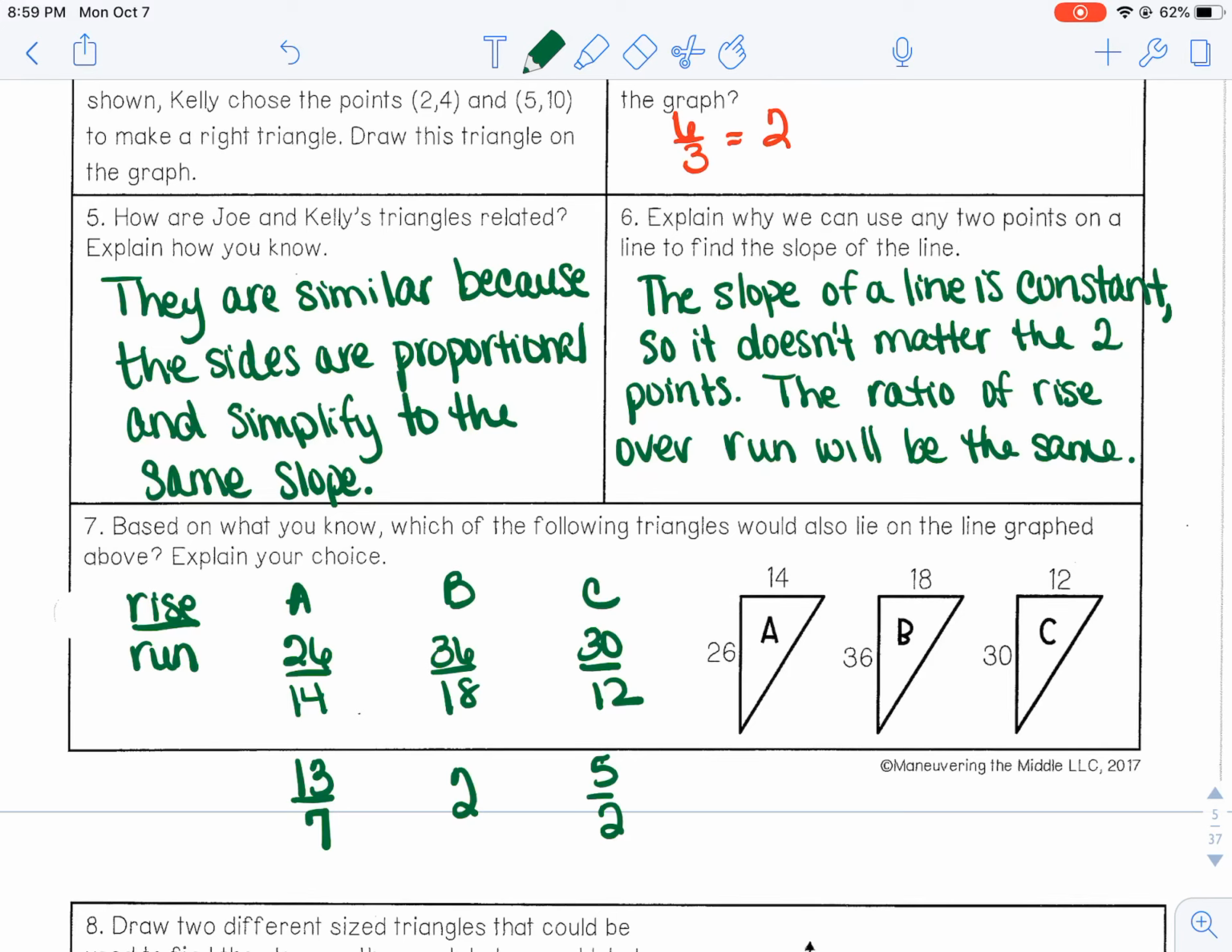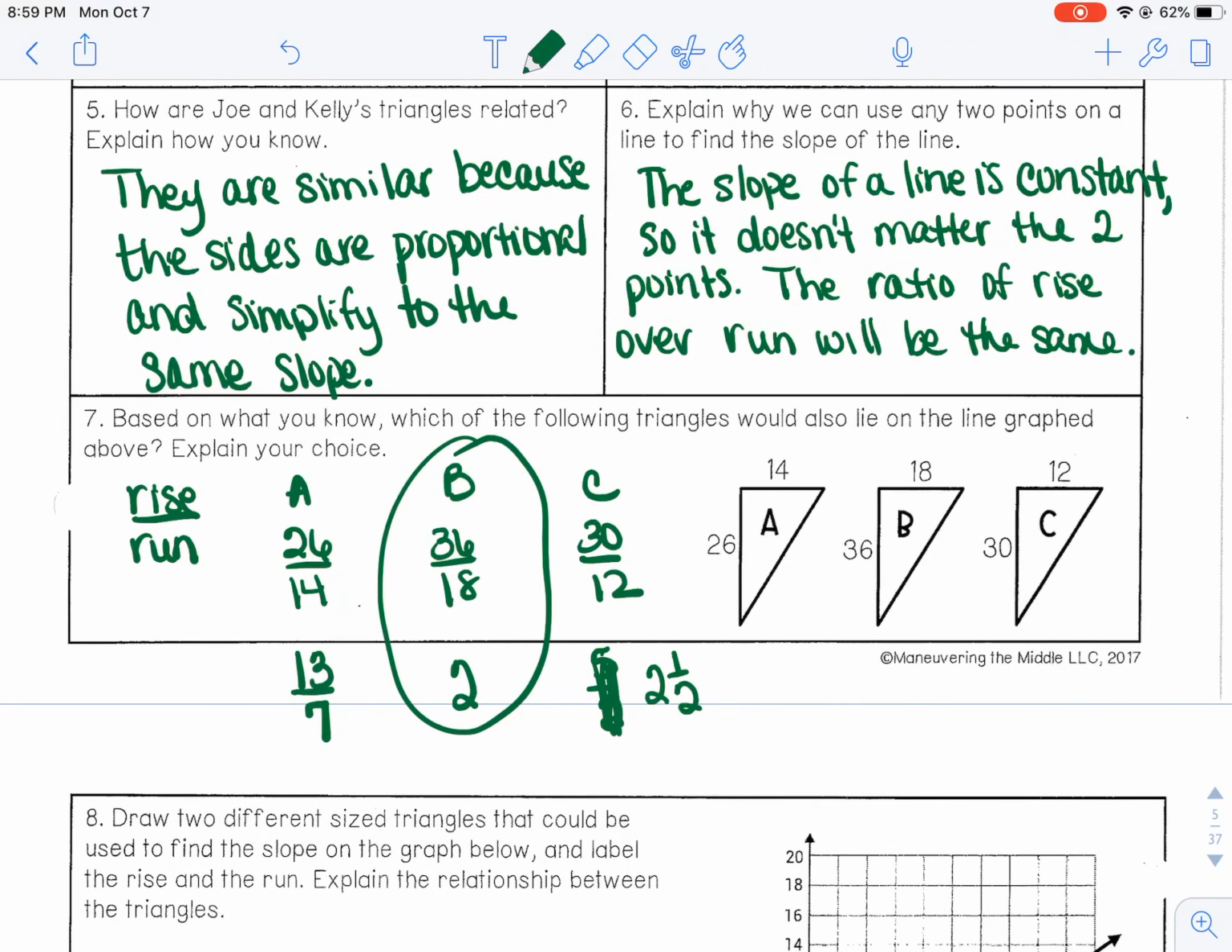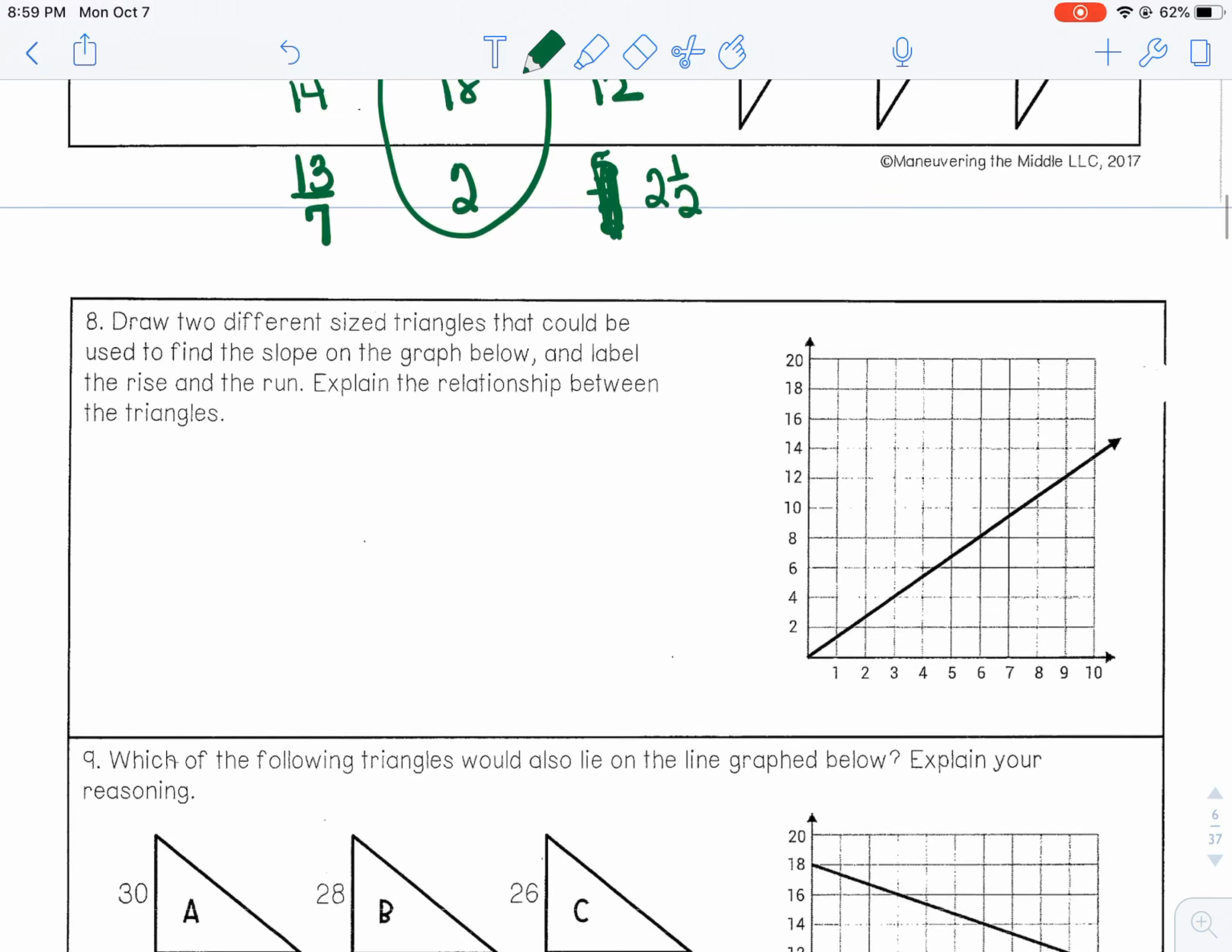Yeah, okay, so that is definitely not 5 over 2. It's going to be 2.5. Yeah, 5 over 2. Sorry. Like I said, very long night. So a slope that is going to be the same ratio as the two above would be B. Okay. Let's take a look at number 8.